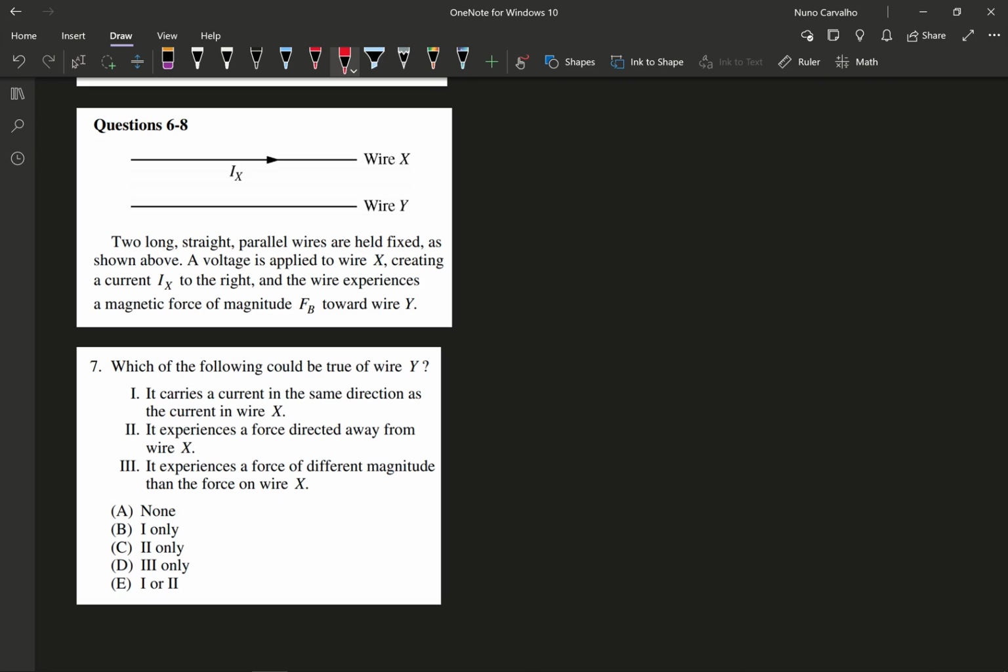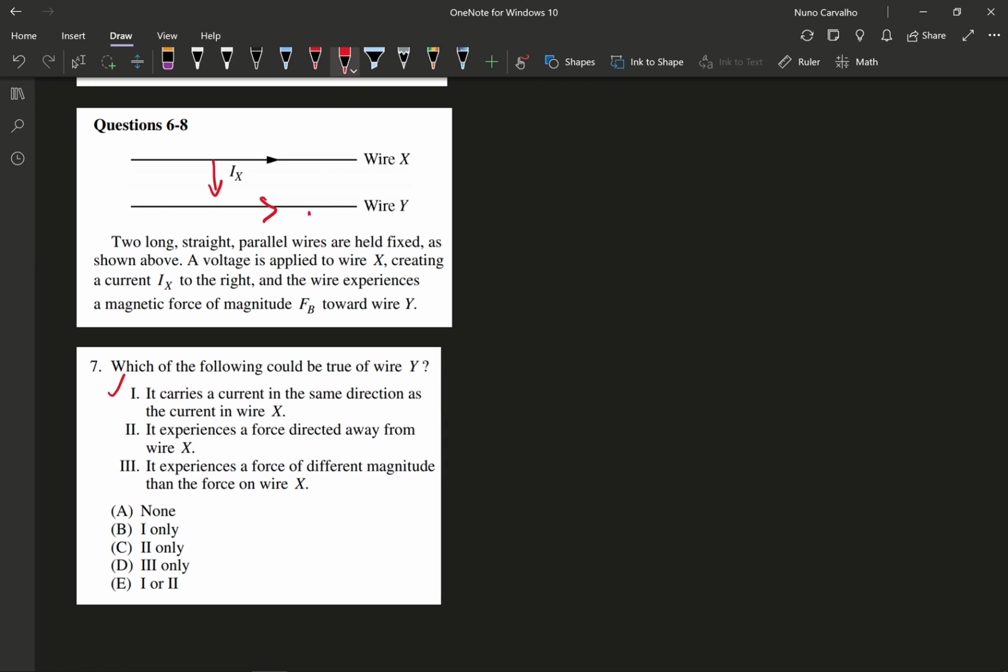That's saying that Y here is going to be carrying current like so, and this will be true. And why is that? Because we're told that wire X feels a force that's attractive to wire Y, and you should just memorize that when wires are parallel, if the currents are in the same direction, then they will have an attractive force to each other, and if they are in opposite directions, they'll be repelling. So 1 is true. Number 2 is it experiences a force directed away from wire X.